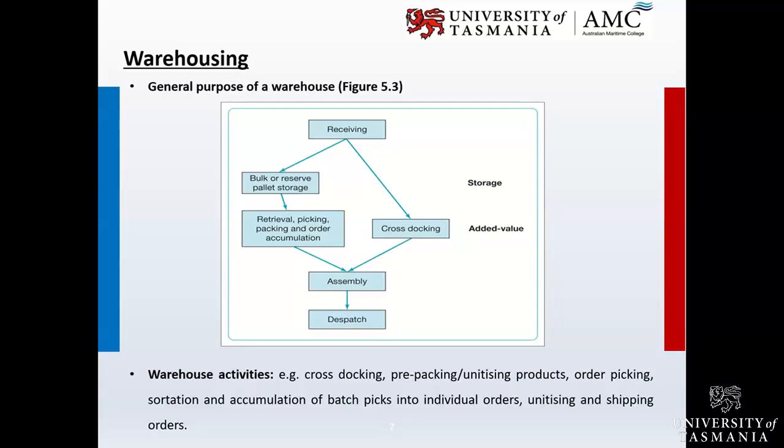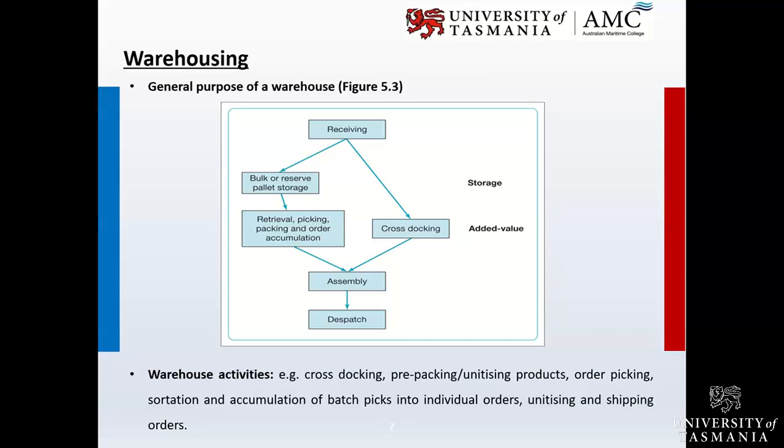Regarding the general purpose of a warehouse, we can look at this figure. So first, a warehouse is to receive shipments of stocks. After receiving shipments, the warehouse will check quality and quantity, and then disperse the shipments into bulk or reserve pallet storage. Okay, now the first purpose is for storage.